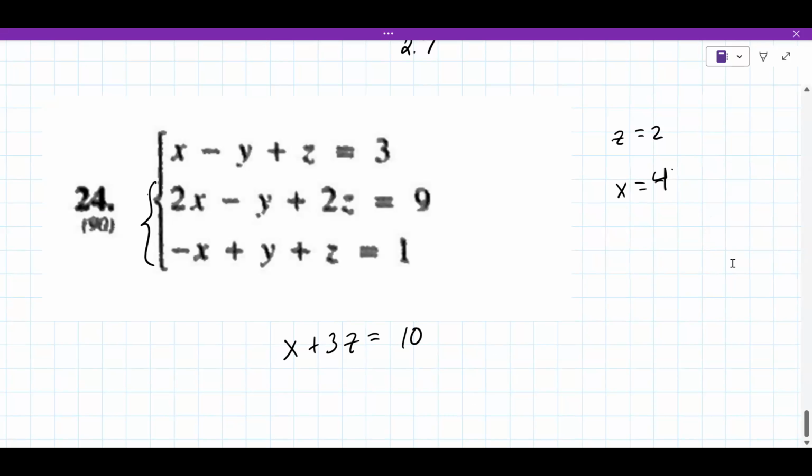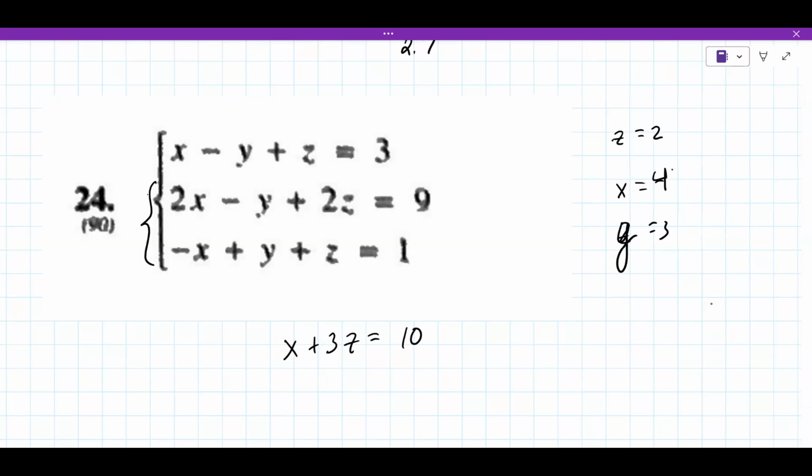Z is 2, X is 4. What is Y then? Y equals 3. Z equals 3. I'm sorry, Z is 2. What was Y? Y is 3. Yeah, Y is 3.